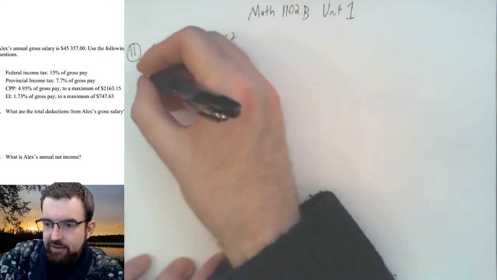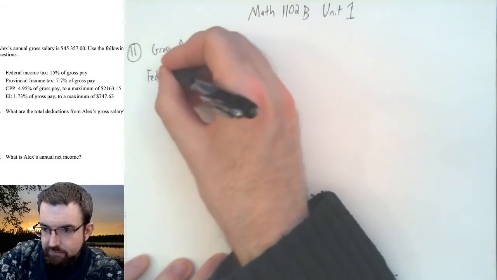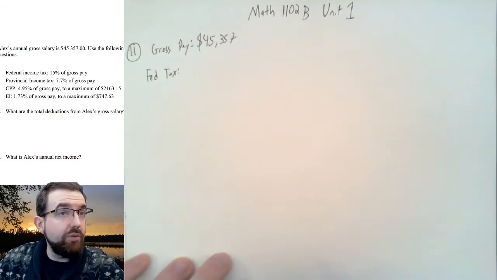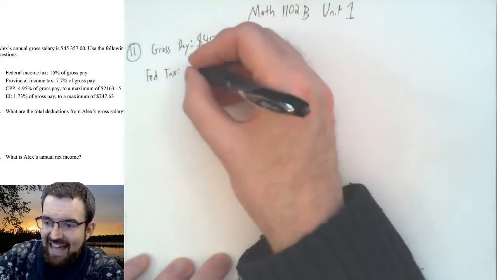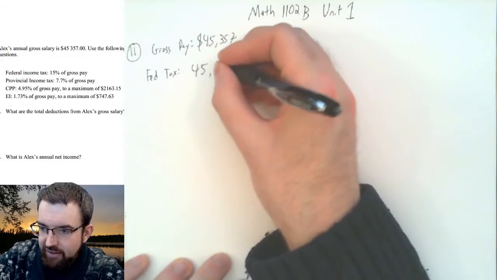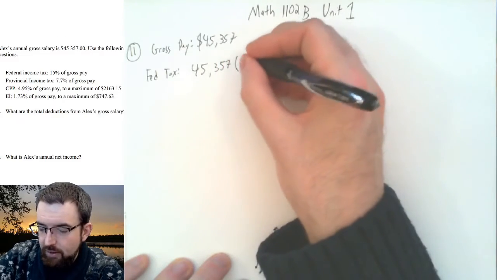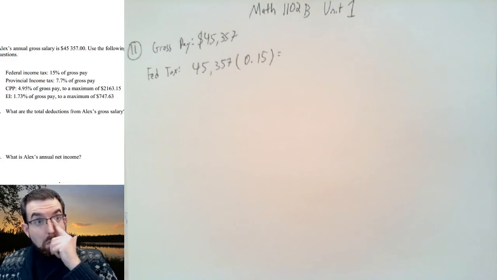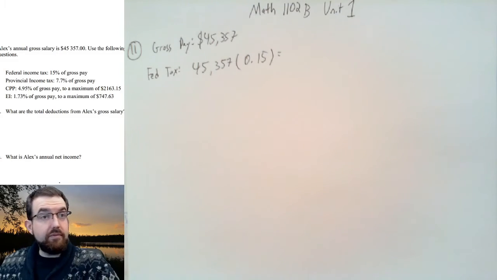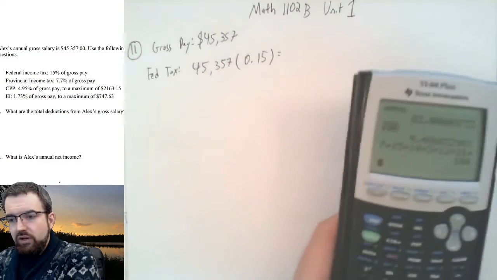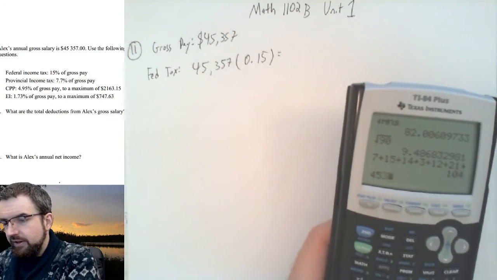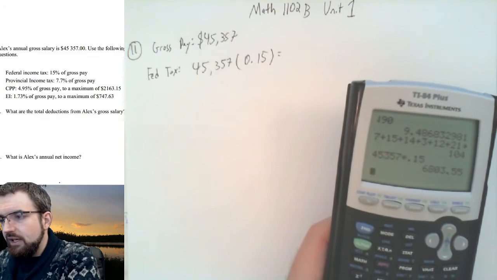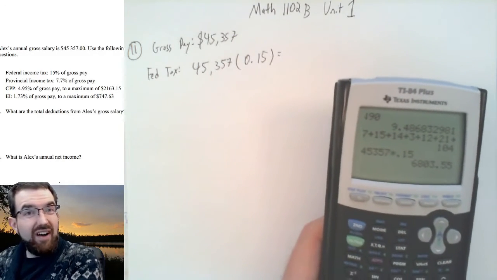So federal income tax is going to be 15% of gross pay. So how are we going to represent that? Well, we're going to represent that as 45,357 multiplied by 0.15. That's how we're going to find 15%. Right? So we're going to do in our calculators 45357 times 0.15. That's going to be 6803.55.